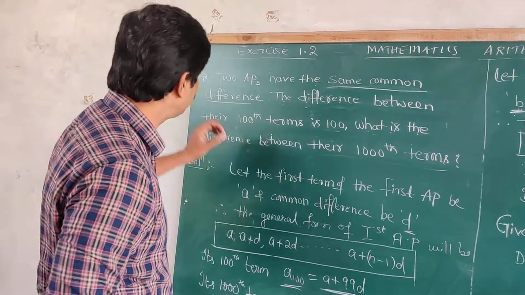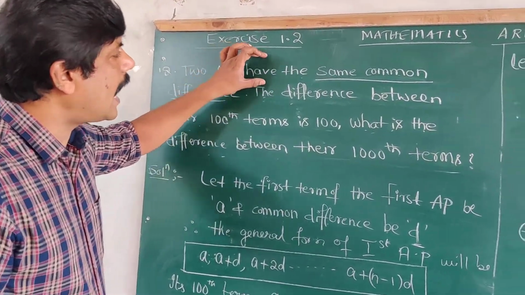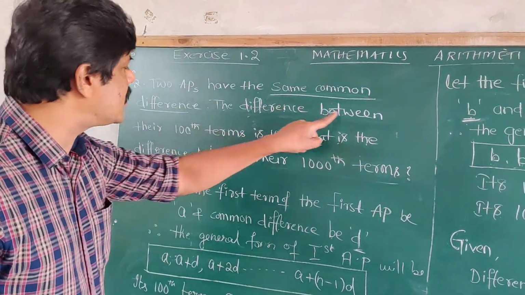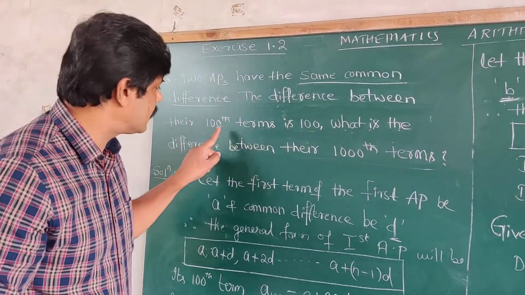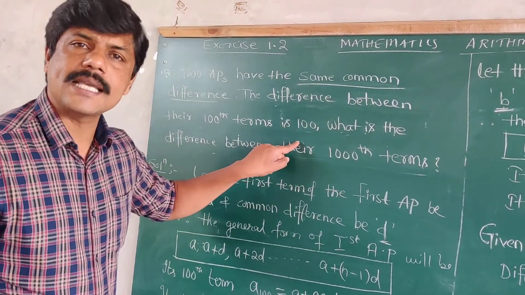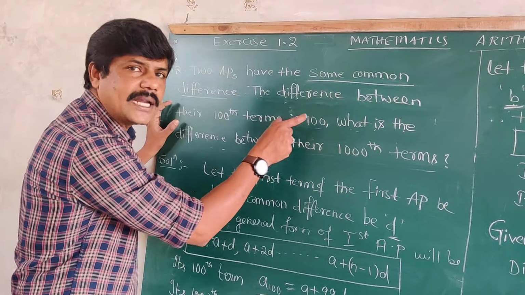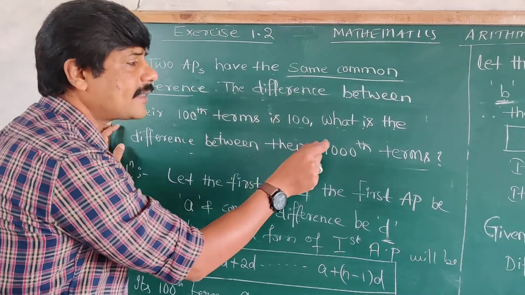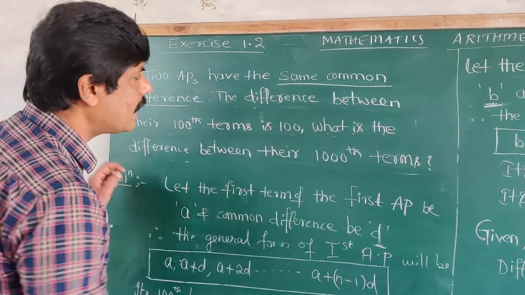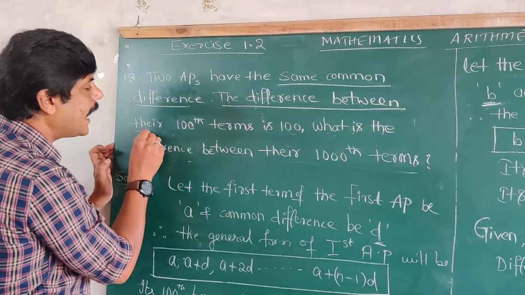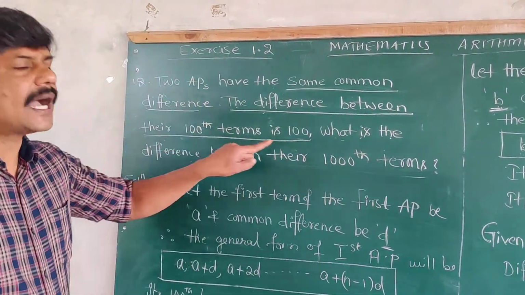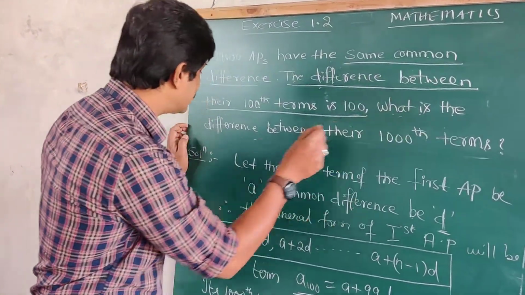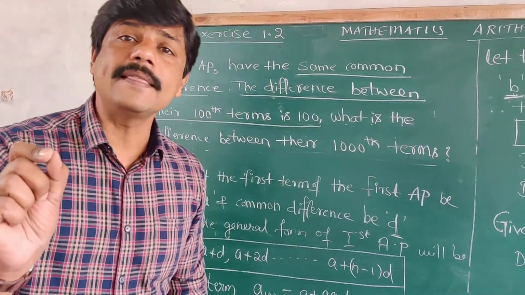Understand? Once again I will read out the question. Two APs have the same common difference. The difference between their 100th terms is 100. This is the statement given for us. With this statement we have to find the difference between their 1000th terms. The hint given here is that the difference between their 100th terms is 100. From this we are finding the difference between their 1000th terms.